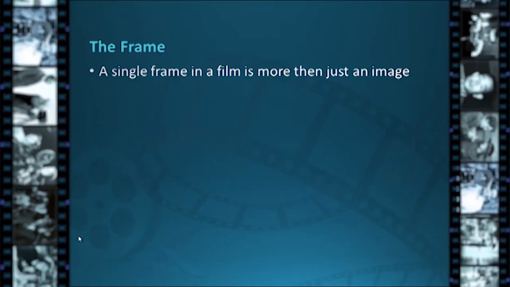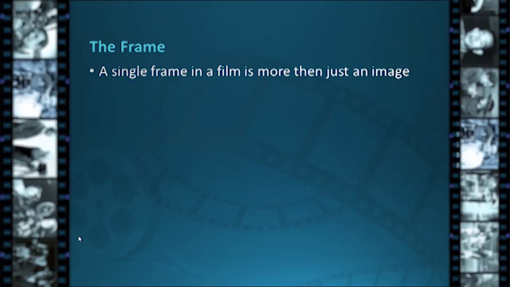Now, to give you an idea, a single photograph that you click is one frame. Now, why is this frame so important? Because cinema, as I said, is moving images. How are these moving images created?